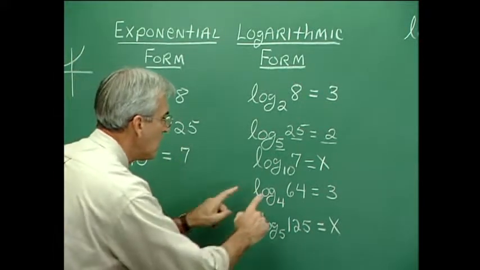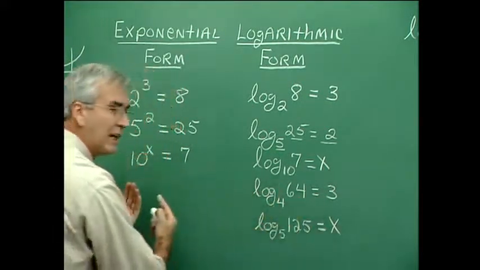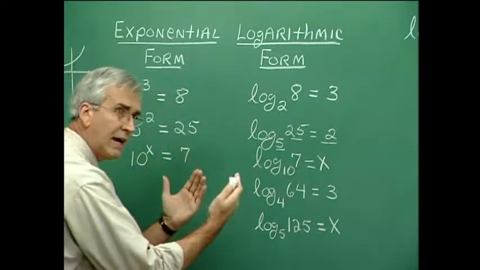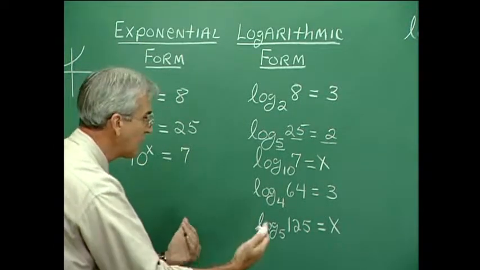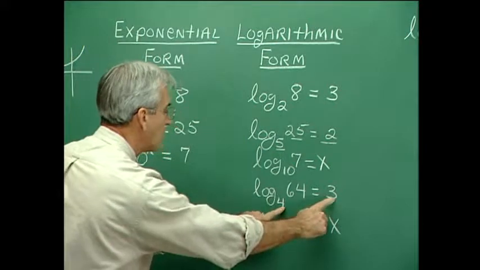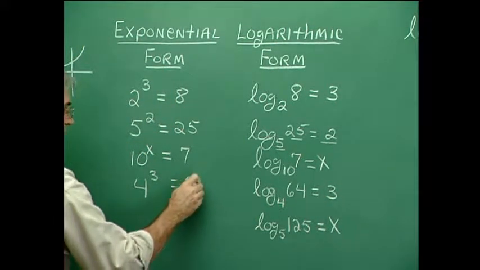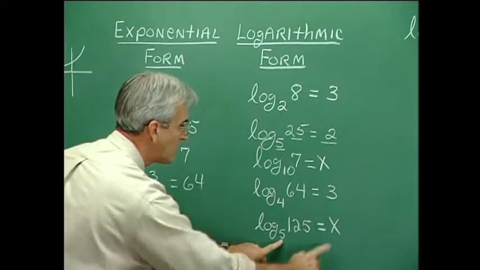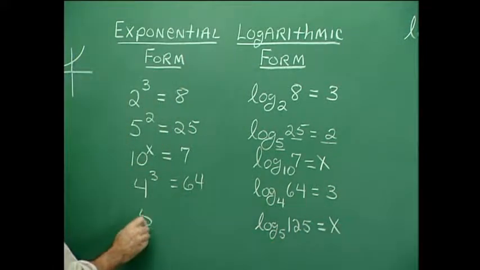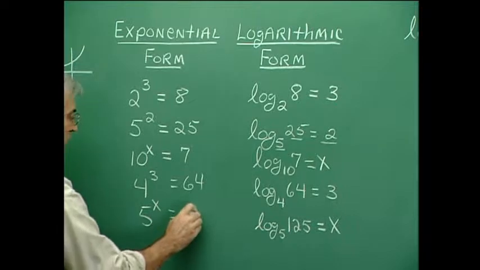Let's go the other way. From log form to exponential form, just identify the base and exponent relationship. Base, exponent. So we have 4 to the third power is equal to 64. And for this one, base, exponent. So 5 to the x power is equal to 125.